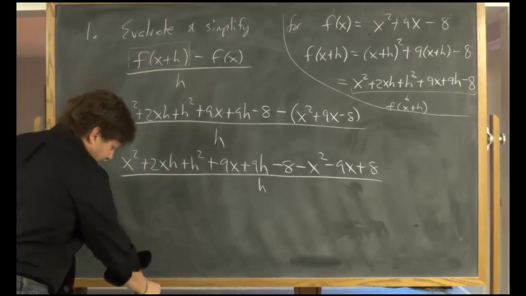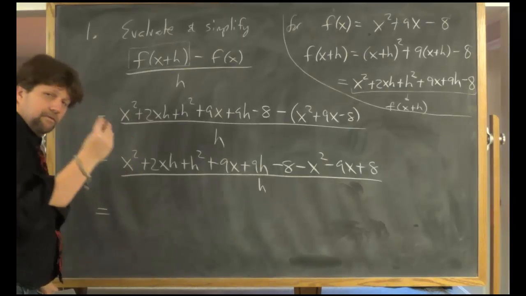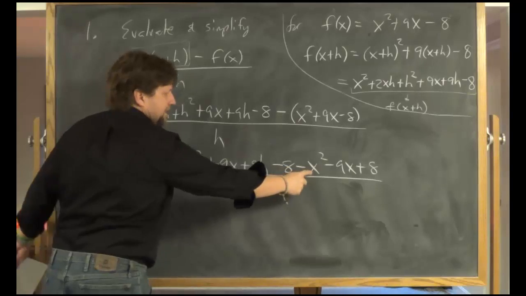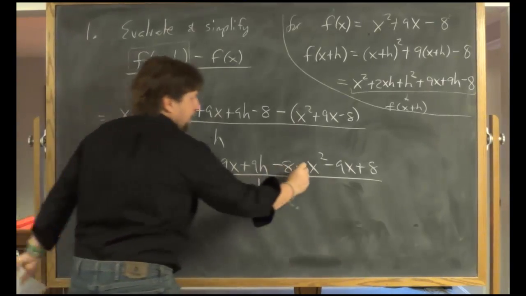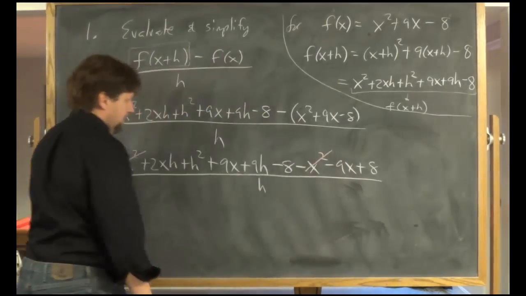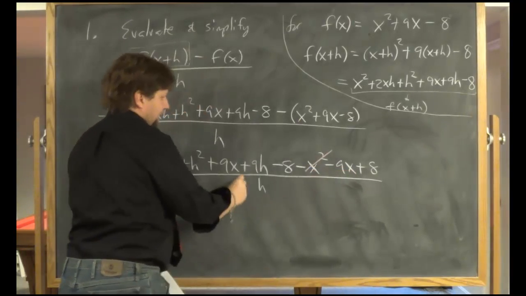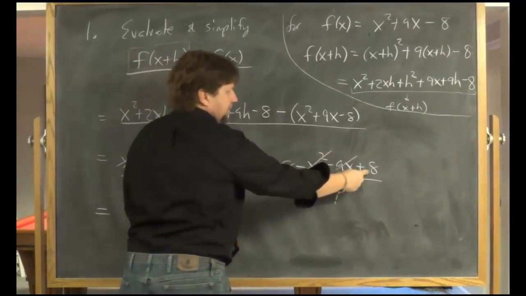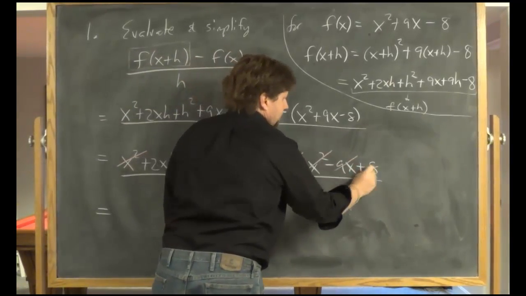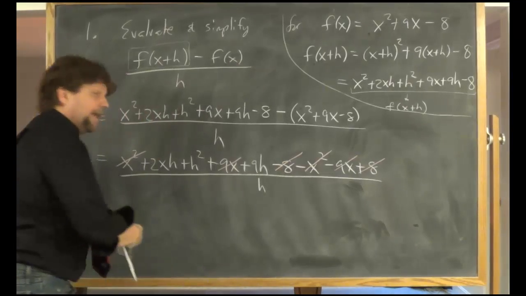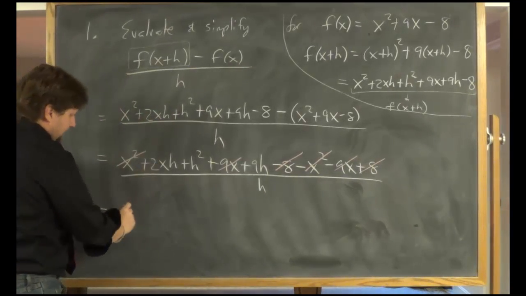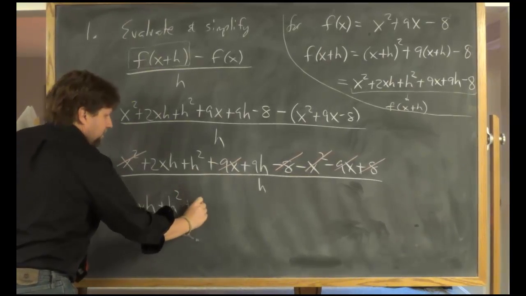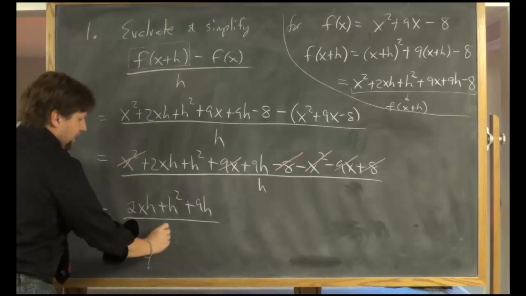In fact, let me get one of my favorite colored chalk, red, because some things will cancel out. X squared minus x squared. They are gone. 9x minus 9x. That's gone. And then here's a negative 8 plus 8. That's gone. Look at everything we had to cancel out, so we're just left with, in the numerator, a 2xh plus an h squared plus a 9h. And then that's just over h.